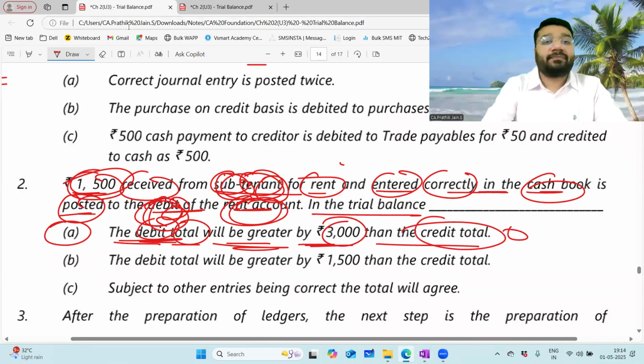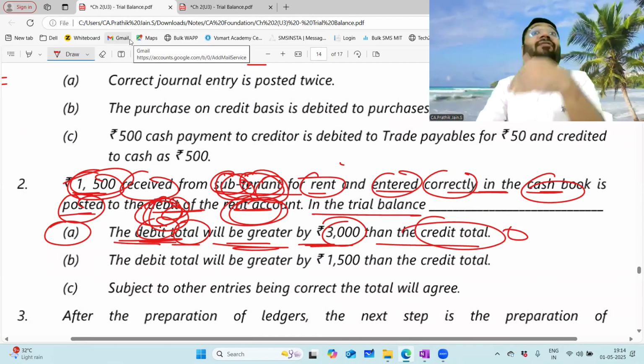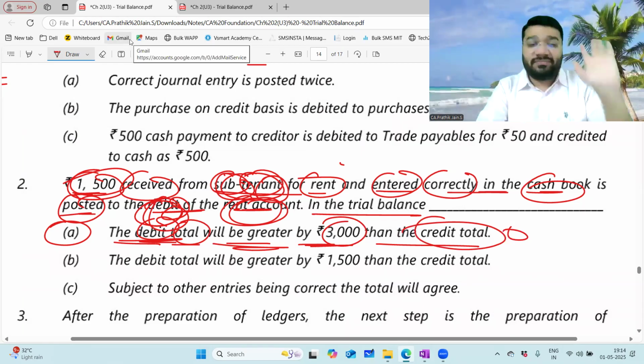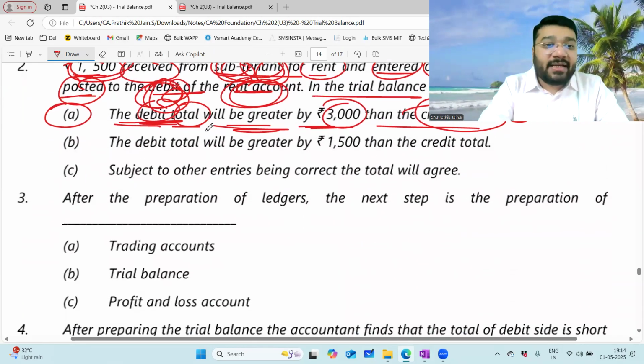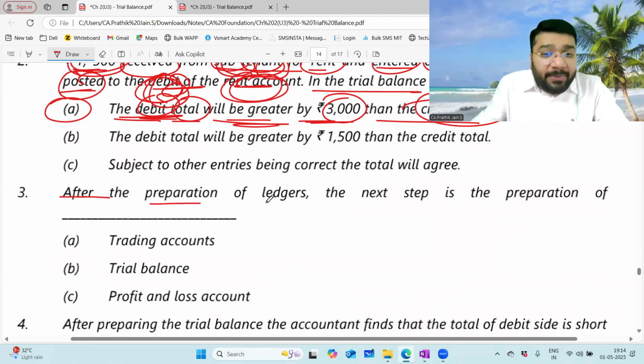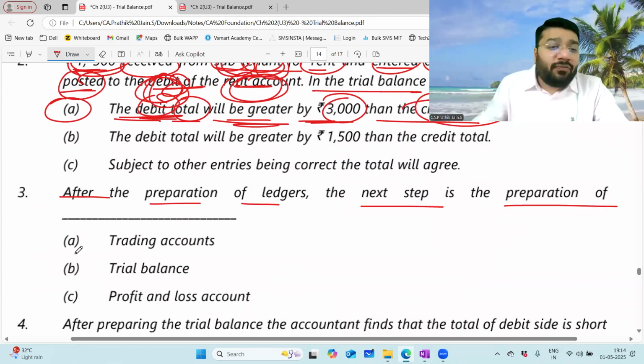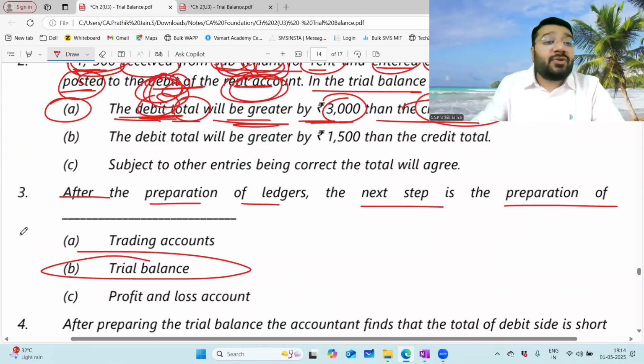Any problem? If you don't understand the entire flow, then it is a problem. The understanding is very, very important. After the preparation of the ledger, the next step is the preparation of the trial balance. After the trial balance, only then will trading, P&L and balance sheet come into the picture.